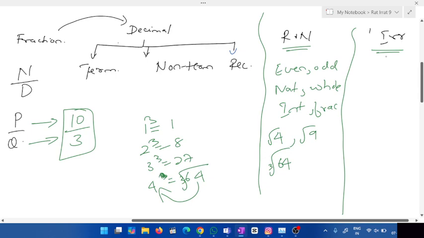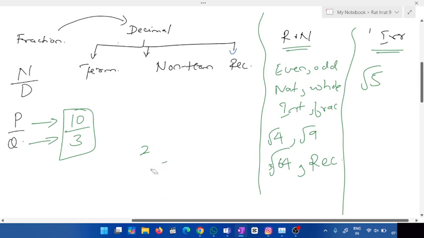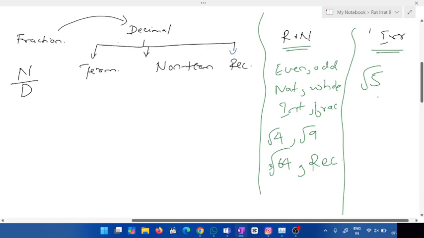Irrational numbers. What do you mean by irrational? Even recurring decimals come under rational numbers. Irrational is nothing but non-perfect squares. For example, square root of 5. Is square root of 5 perfect or non-perfect? Non-perfect square numbers. There is no direct answer. If you put this in a calculator, it never stops, not terminating. It goes on.